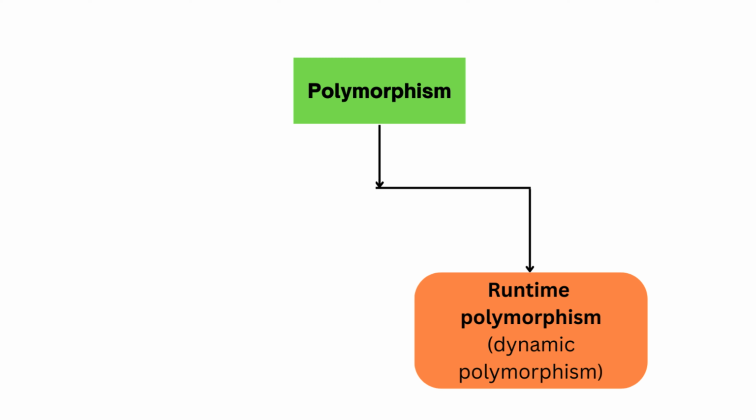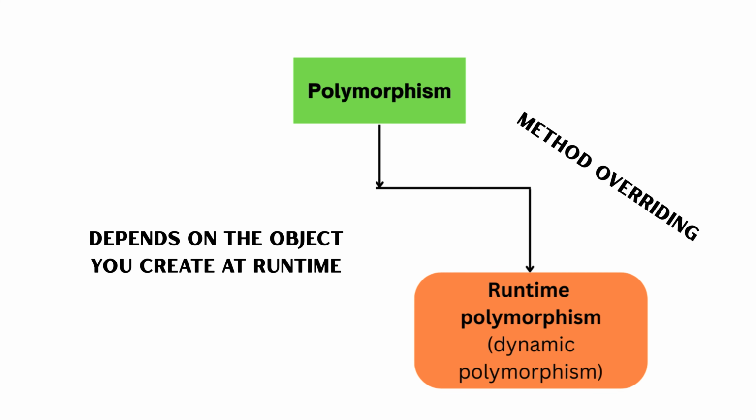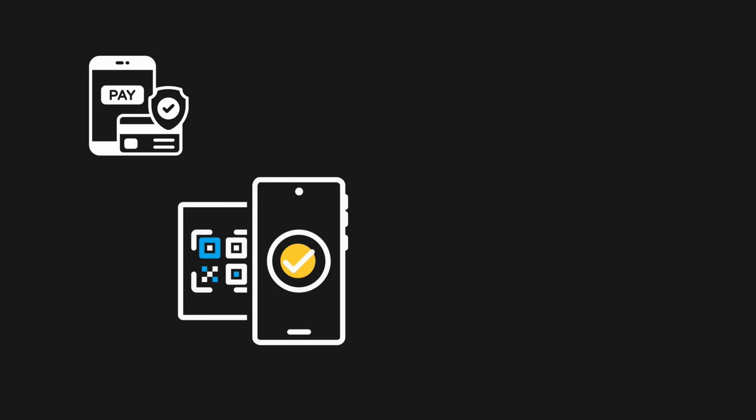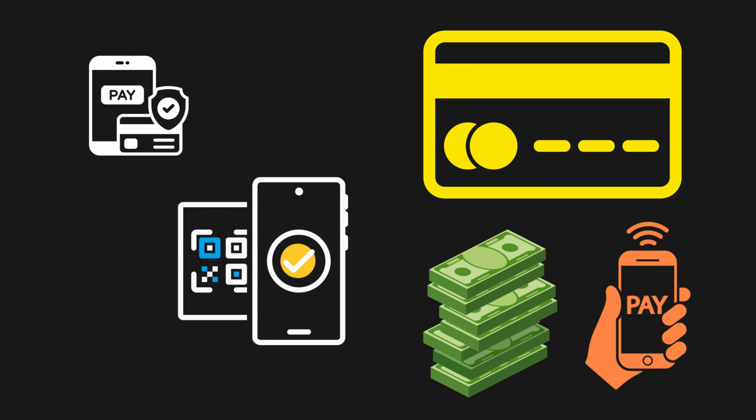Dynamic polymorphism is the runtime polymorphism. It uses method overriding. Which version of the method runs depends on the object you create at the runtime. Example, payment through UPI, card, cash, Google Pay, Apple Pay, all these things. The make payment method behaves differently at the runtime.